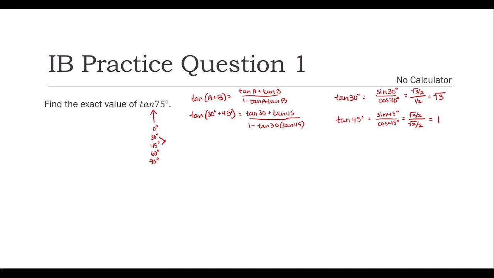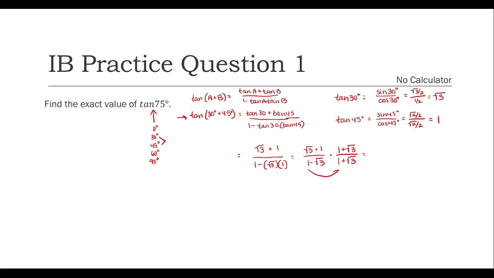So now we can go ahead and simplify this part. So this is going to equal our tangent of 30, which is square root 3, plus our tangent of 45, which is 1, over 1 minus our tangent of 30 times our tangent of 45. So we have square root of 3 plus 1 over 1 minus the square root of 3. We can't have a radical in the denominator, so we're going to multiply by the conjugate. So we'll multiply by 1 plus the square root of 3. And we'll do that on the top and bottom.